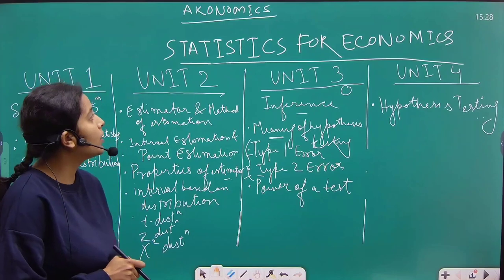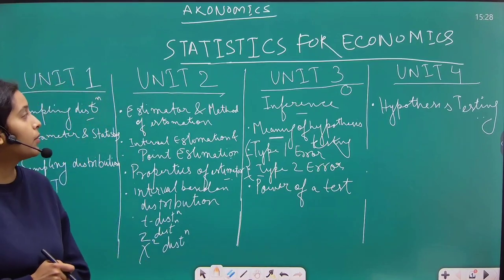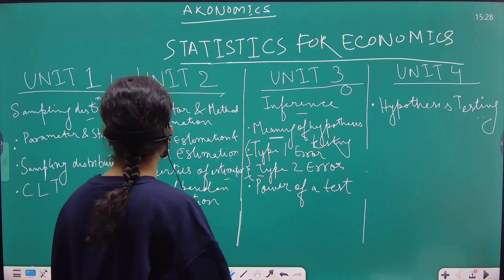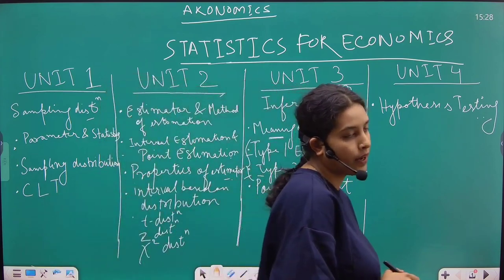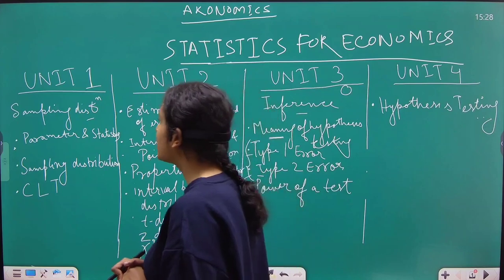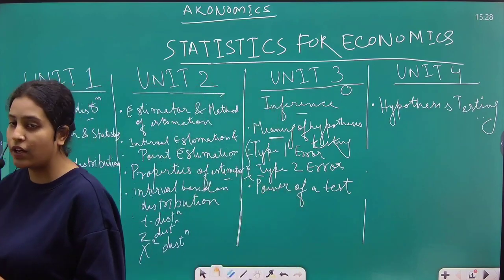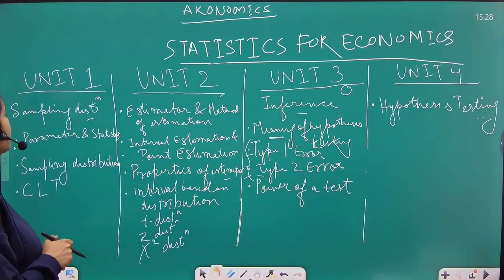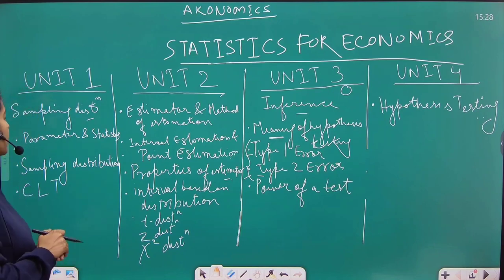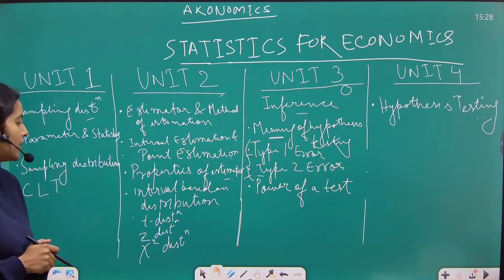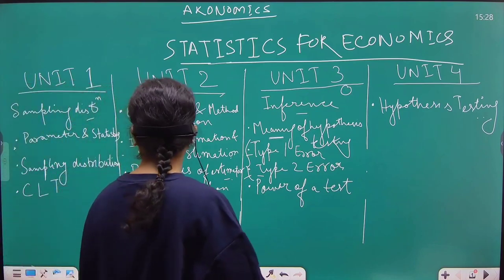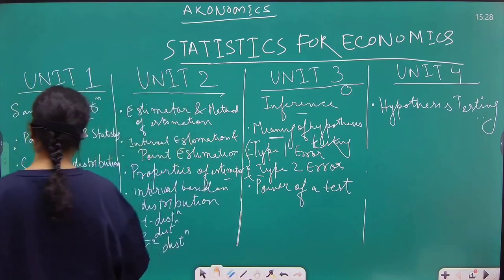Today we will see the paper Statistics for Economics. In this, first we will see the syllabus, what we have to cover during the course. In this paper there are 4 units. First unit is the sampling distribution, in which first we'll see the parameter and statistics. Second, we will see the sampling distribution. Third, we will see the central limit theorem.